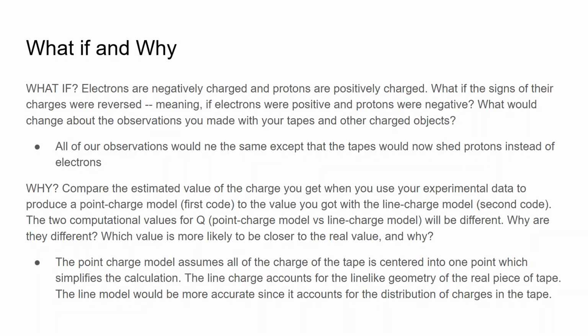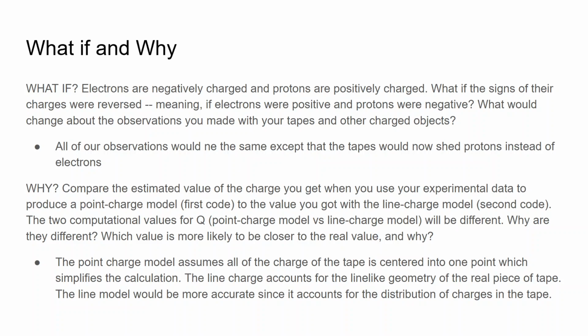What if and why? What if electrons are negatively charged and protons are positively charged? What if the signs of their charges were reversed, meaning if electrons were positive and protons were negative, what would change about the observations you made with your tapes and other charges? All of our observations would be the same, except that the tapes would now shed protons instead of electrons, but all physical properties would remain the same.